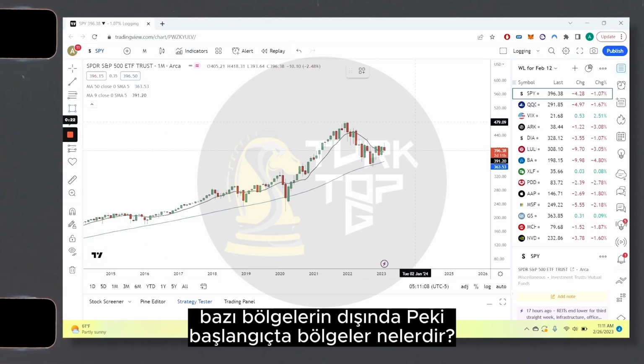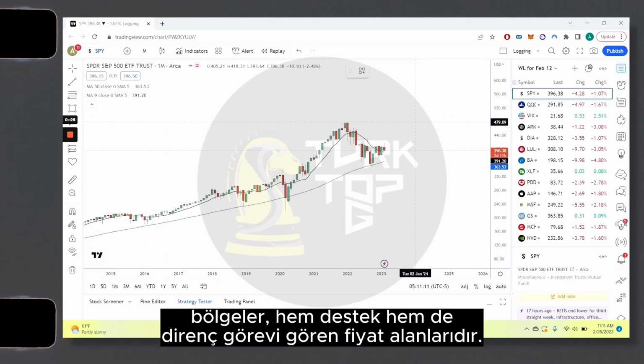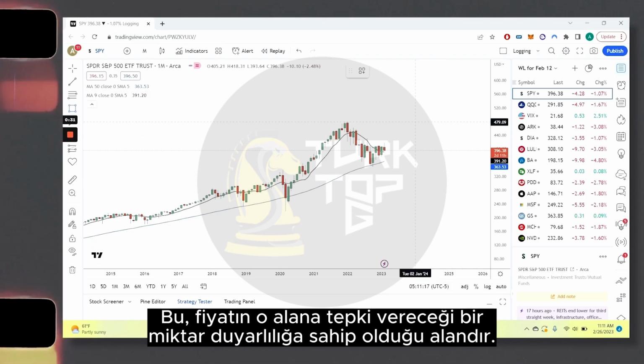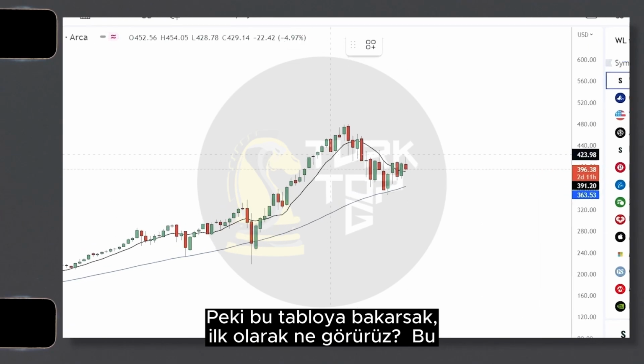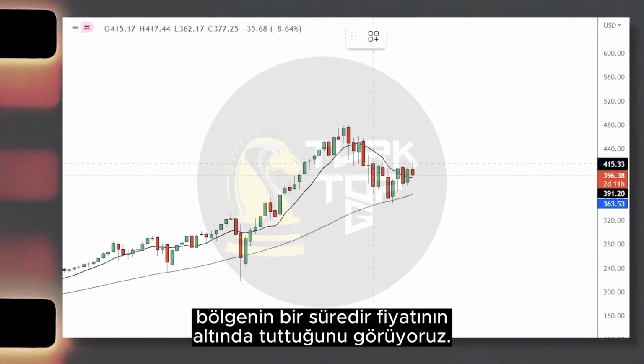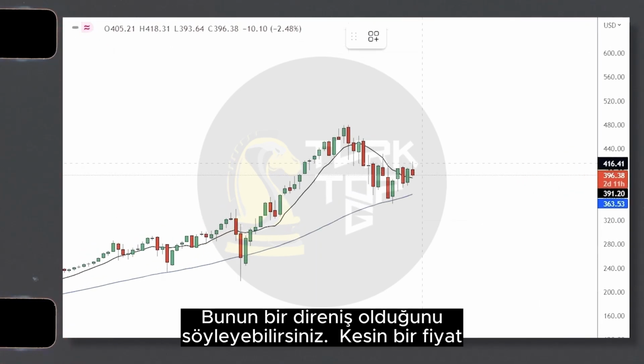So initially, what are zones? Zones are areas of price which have acted as both support and resistance. That's the area where price has some sensitivity where it will react to that area. So if we look at this chart, what do we first see? We see that this area has held price below it for a while. You can say that's a resistance. It also held price above it for a while.